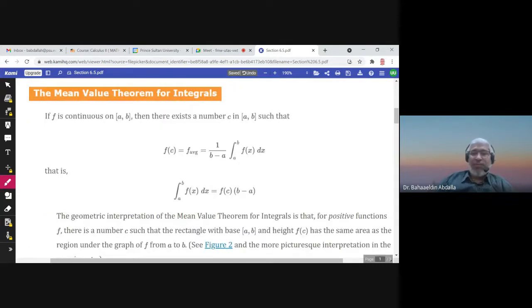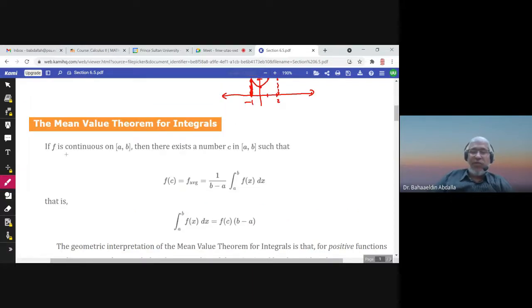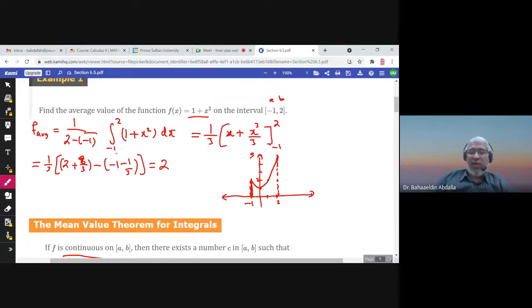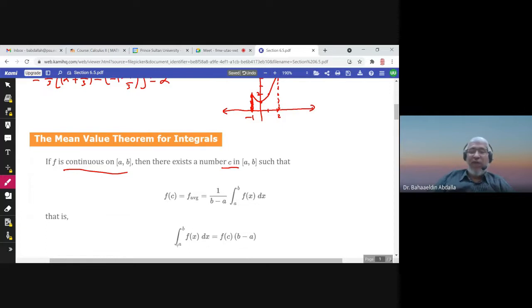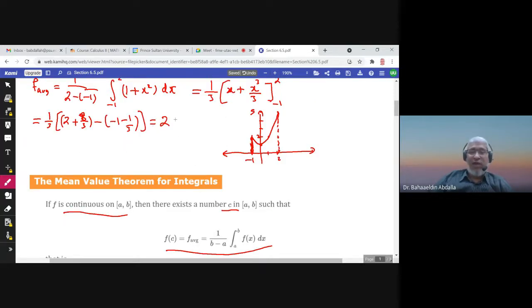Now the second theorem in this section is the mean value theorem for integrals. It says that if f is continuous on the interval ab, for example, this function 1 plus x squared is continuous in this interval from -1 to 2, then there must be a number c in the interval ab such that f of c is equal to the average value of the function. We found here that the average value is 2 in this example.